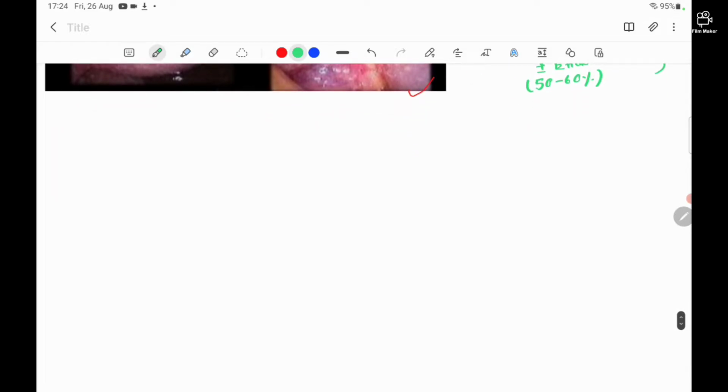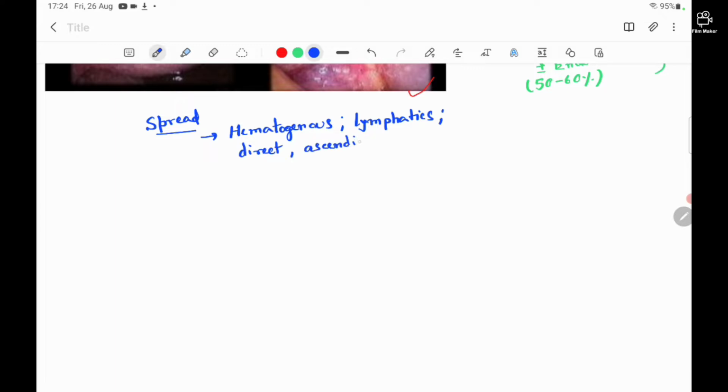Now if we talk about spread of the infection, spread might be hematogenous, that is through blood, lymphatics, through the lymphatics. Spread might be direct as well, and it can be ascending. But ascending is rare, very, very rare.